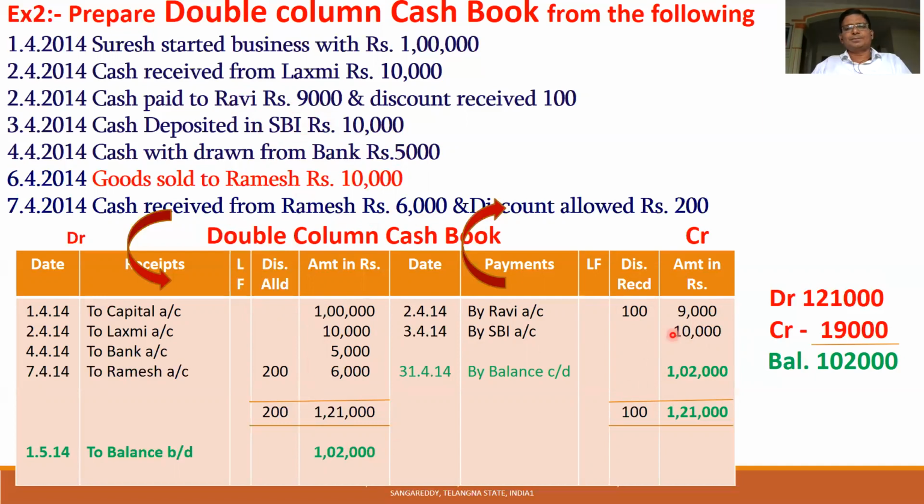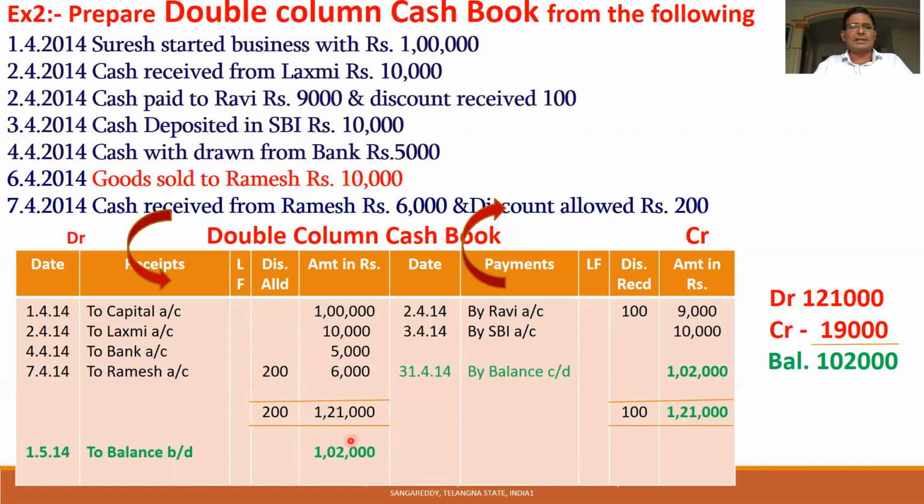That is two payments. Discount: whenever cash is paid to Ravi and he allowed a discount, it means we received 100 rupees discount in the discount received column. And we received cash from Ramesh, and the discount allowed to him is 200. This is an expenditure.